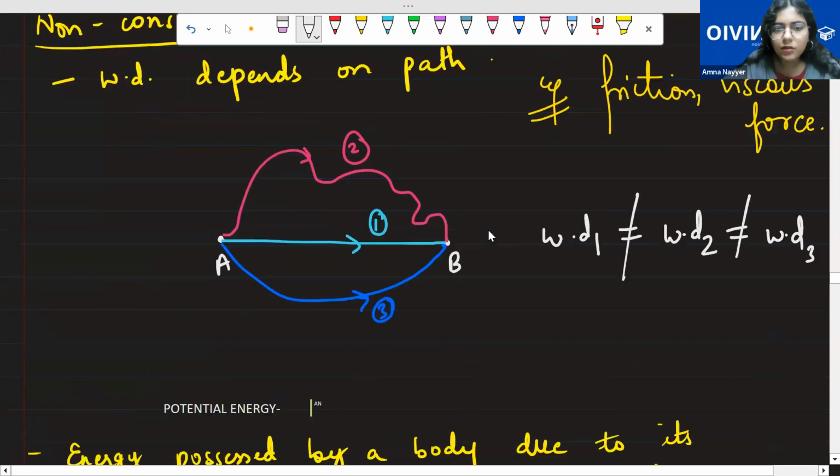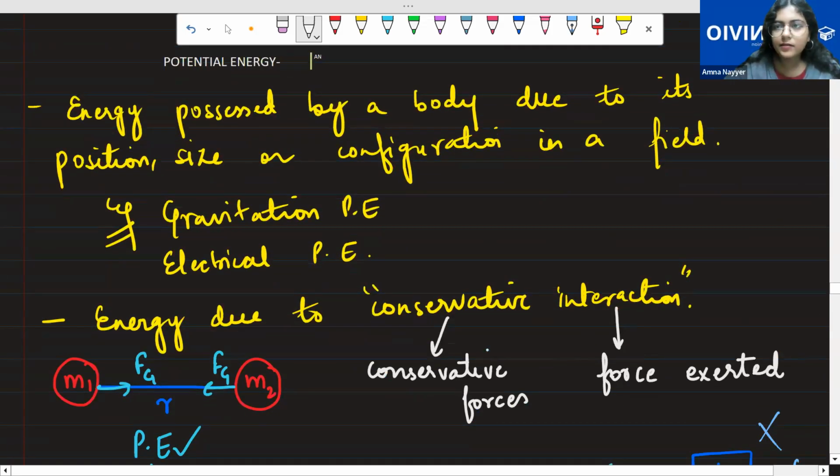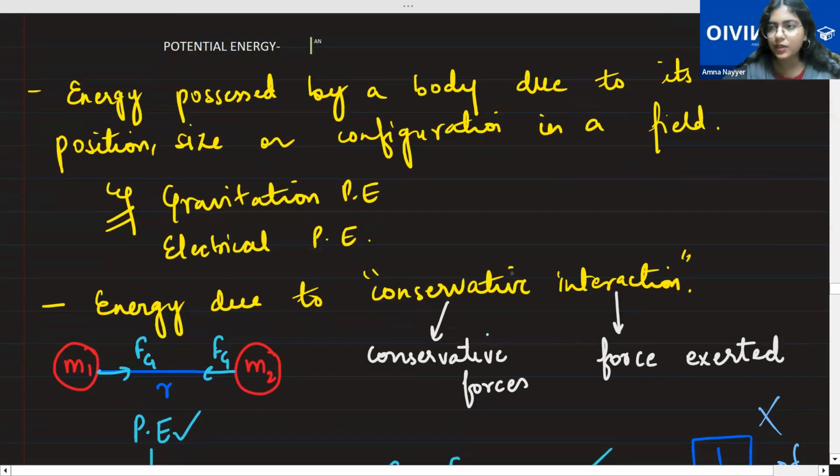So you've written it till here, no? Potential energy is left. Please start writing. Potential energy one, when Sanidhi joins, she will explain what. Please write.